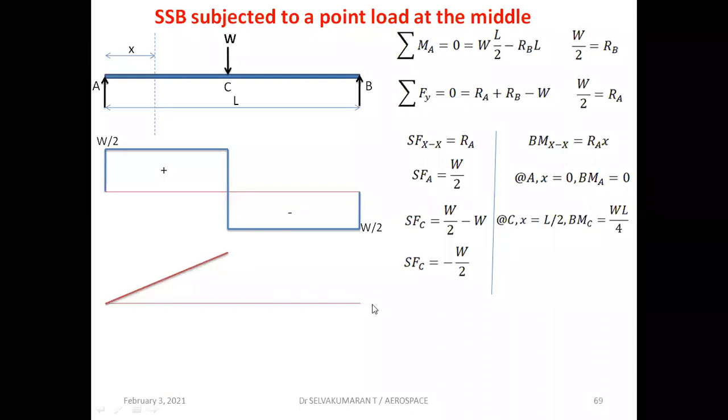We know that the beam is symmetrically loaded. At the simply supported end, the bending moment is 0. Between C and B, there is no load, so I can easily connect from C to B, from the maximum to this point B. So this is the bending moment diagram. The maximum value of bending moment is WL by 4 for a simply supported beam subjected to a point load at the middle.